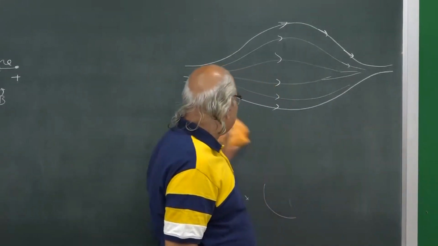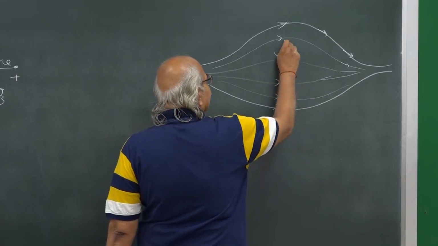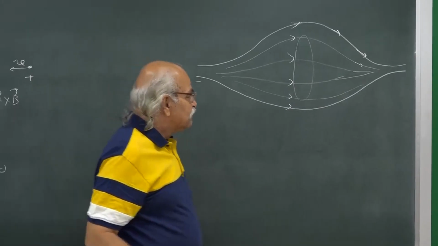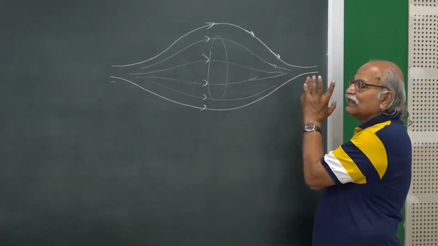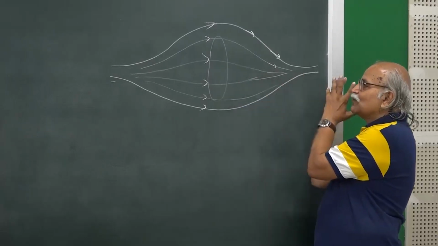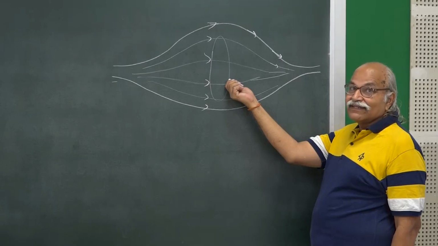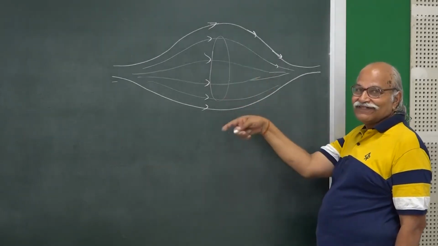And suppose I have a particle here and this particle is going in a circular path. If I see from this side, the magnetic field is coming towards me, and therefore this should be clockwise. As seen by me, this particle should go clockwise.